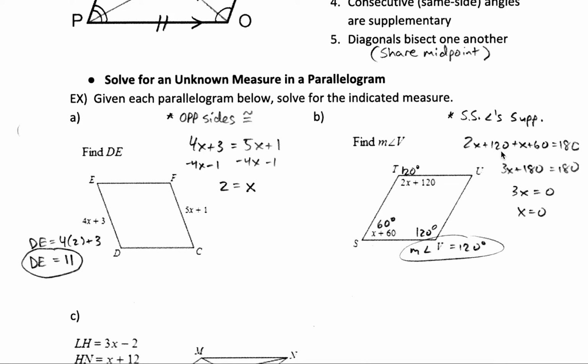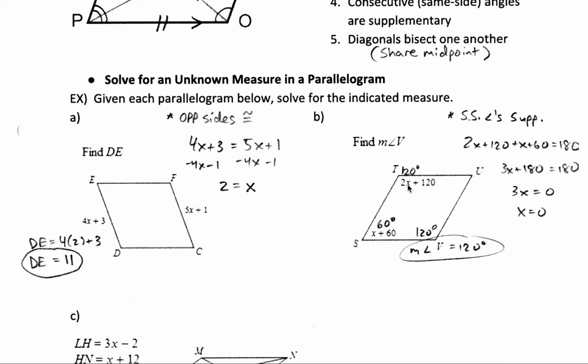That's our equation. Let's combine 2x and x and get 3x, and combine 120 and 60 to get 180. If we subtract 180 from both sides, we get 3x equals 0. And 3 times any number equals 0 means that we must be multiplying by 0. You could divide both sides by 3 if you needed to, but we know x value is 0.